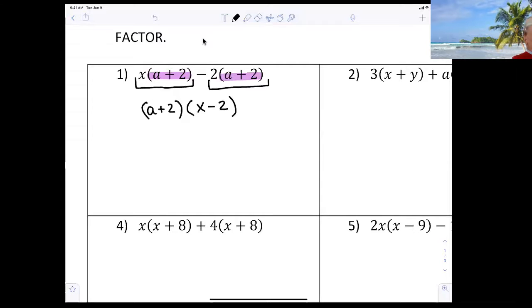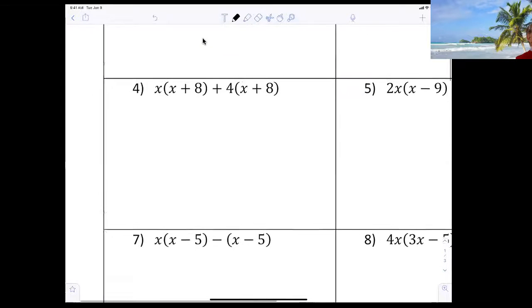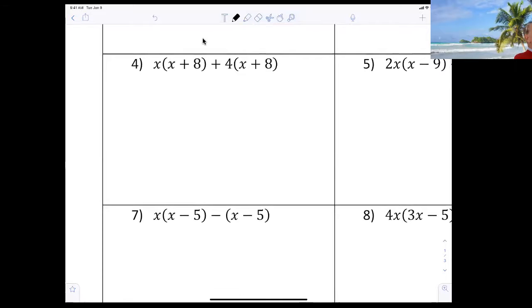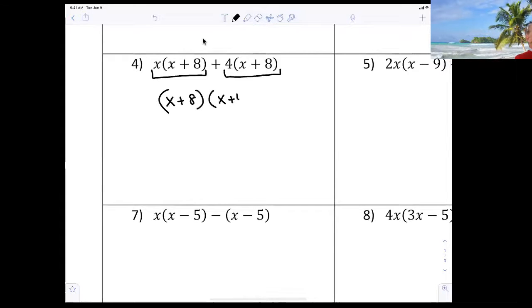Now, number 4. X plus 8. So again, everybody should be able to say, I've got my 2 buckets. There's a common x plus 8. And then what's left behind? X plus 4 is left behind. That is correct.